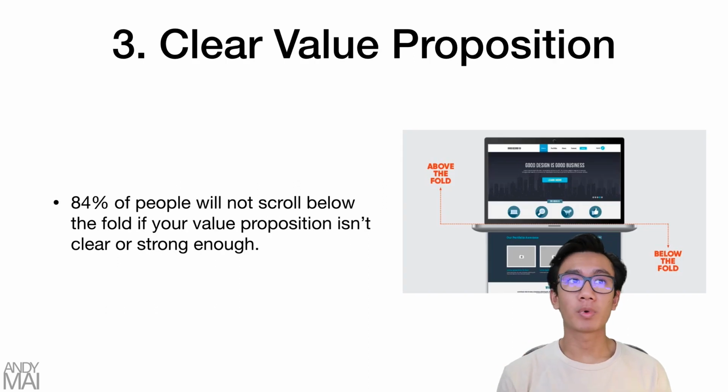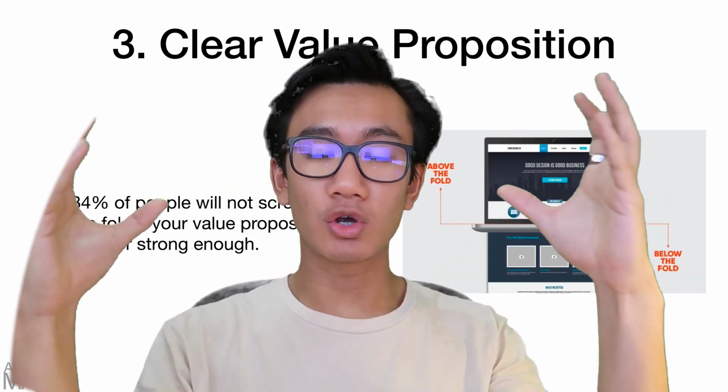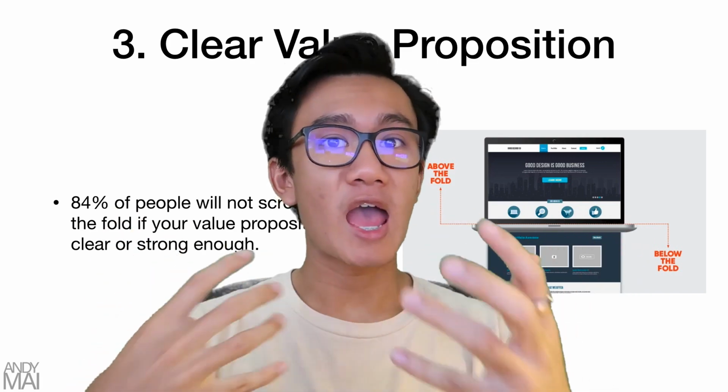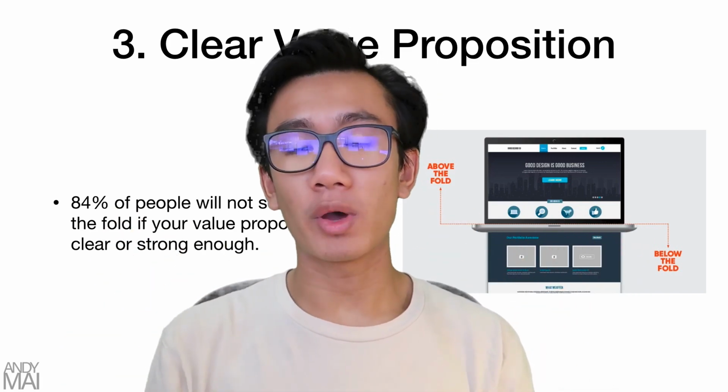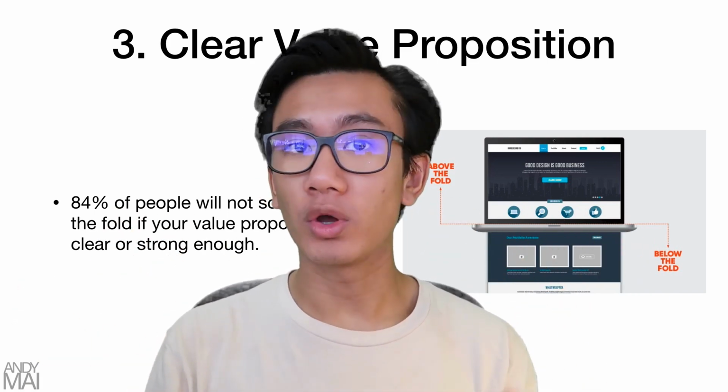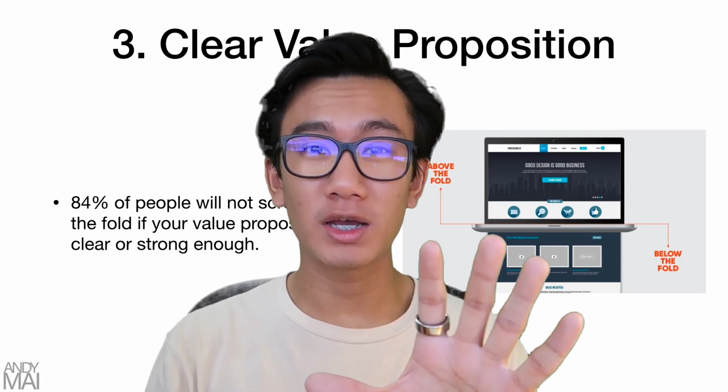3, you want a clear value proposition. 84% of people will not scroll below the fold if your value proposition isn't clear. You want a headline that really shows people what you offer, how it works, and why they should go ahead and continue scrolling and reading what you have to offer. Be very clear and precise.